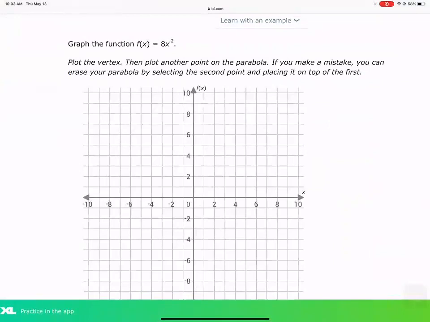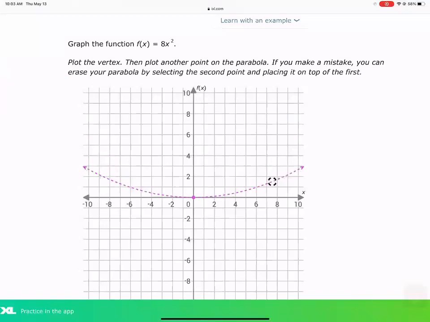The A value in front is an 8. So the vertex, and we'll go over this in a little bit, but I want to show you guys how fast this can be. If my vertex is 0, 0, where is the parabola going to be? Is it going to be super wide or super narrow? Imagine if I multiplied your paycheck by 8, or your allowance. Do you think you're going to make money faster or slower? Hopefully you're telling me you're going to be making faster. And this is how fast we do it.